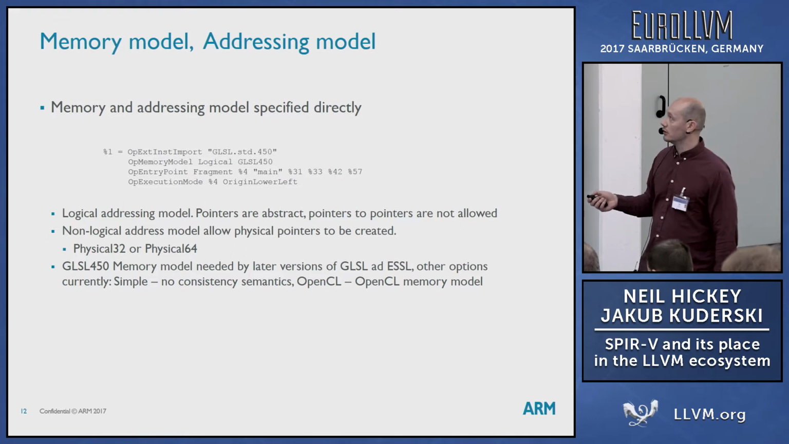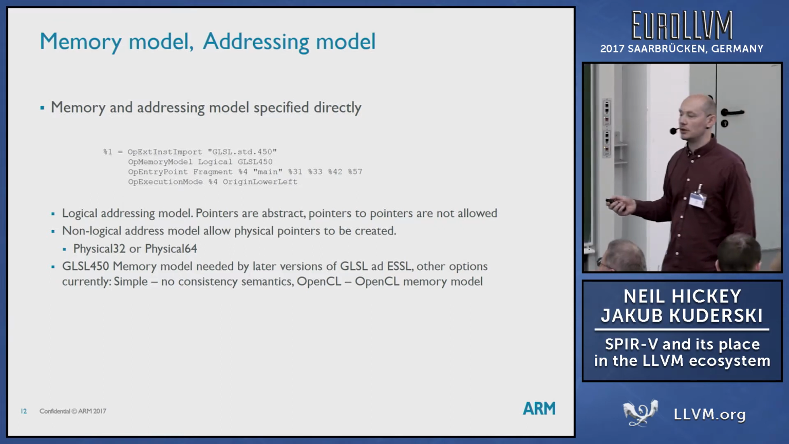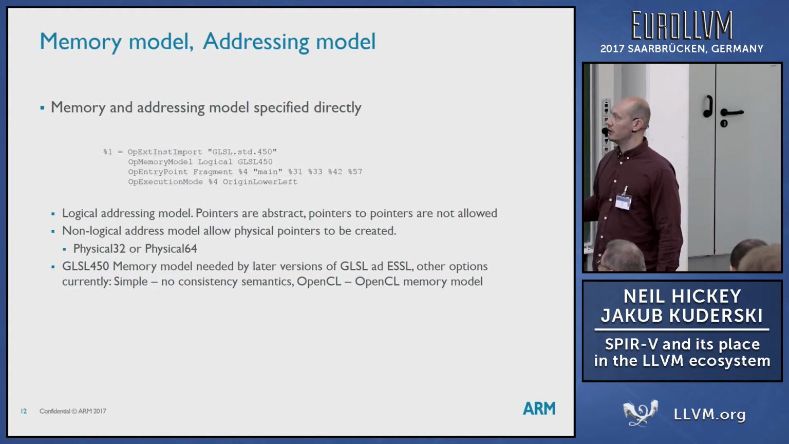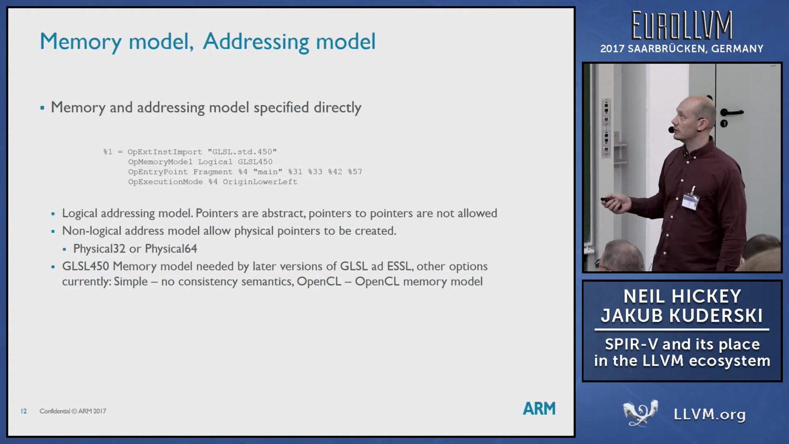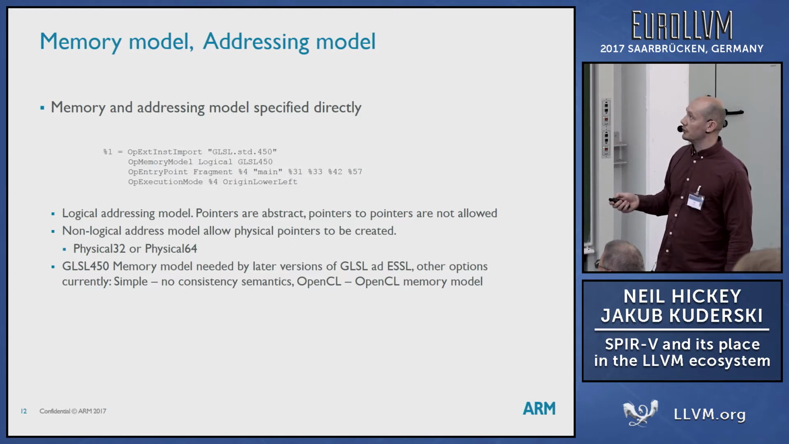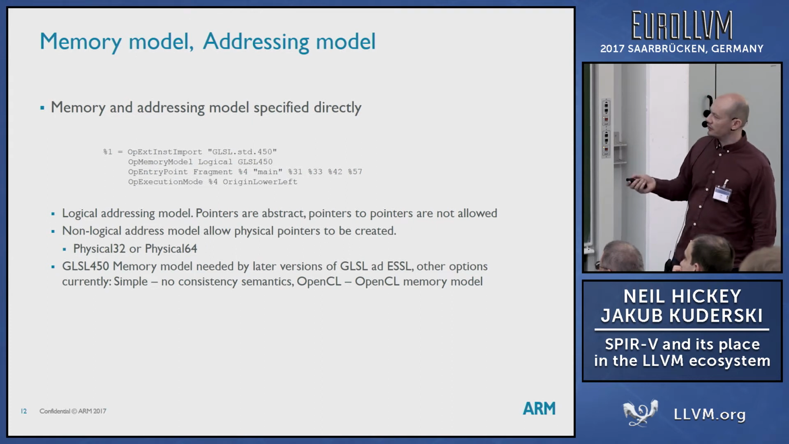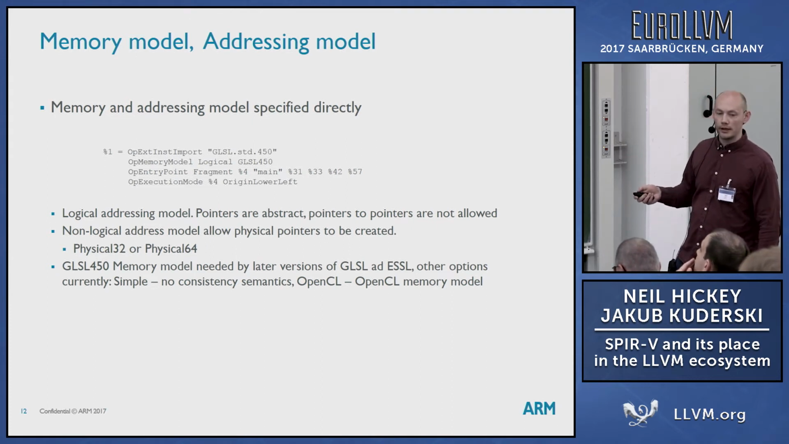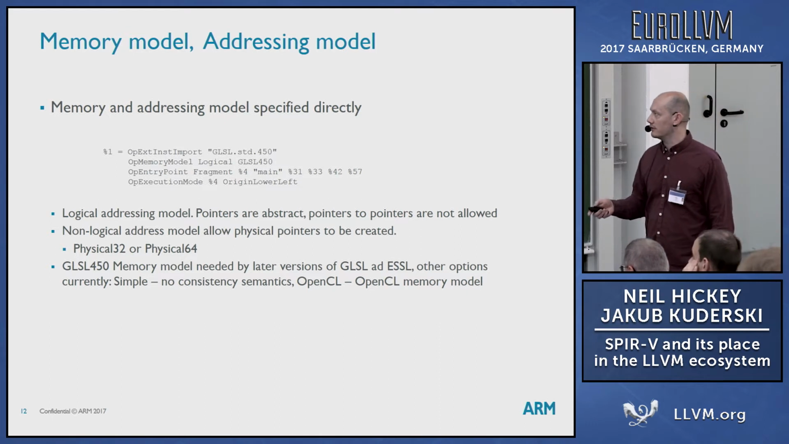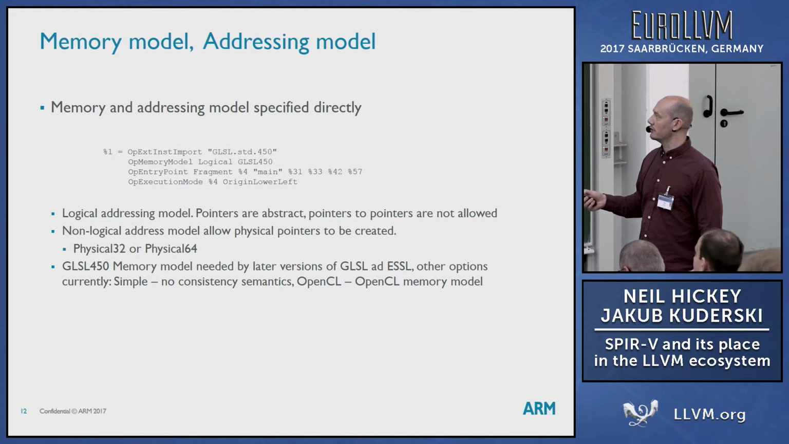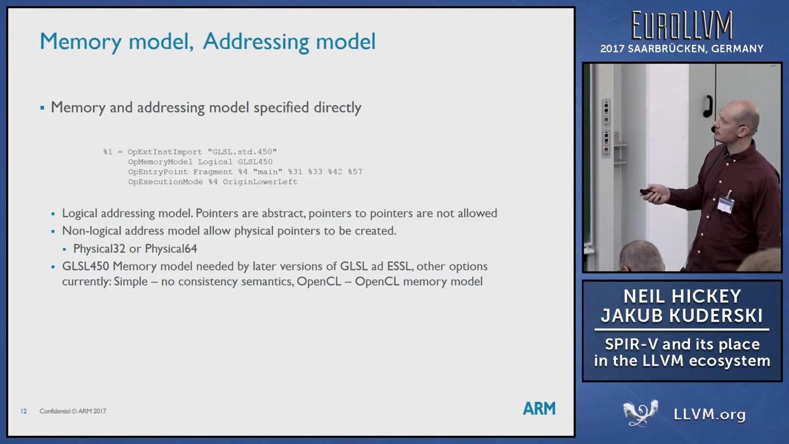The other option for that is the non-logical addressing model, which again allows physical pointers to be created. So for example, for OpenCL, you would use that. And you can have both Physical32 or Physical64 addressing models. So the memory model, again, is specified directly as part of this instruction. The other options here are Simple, which gives you no sort of consistency semantics, or the OpenCL 2.0 memory model, which obviously defines all the features of that model. So this, again, is different than LLVM IR in that you're specifying these things directly.